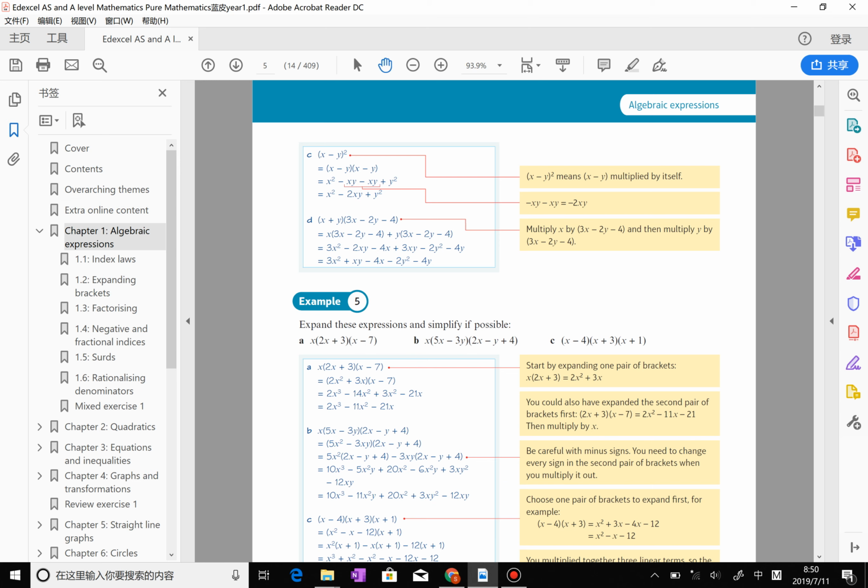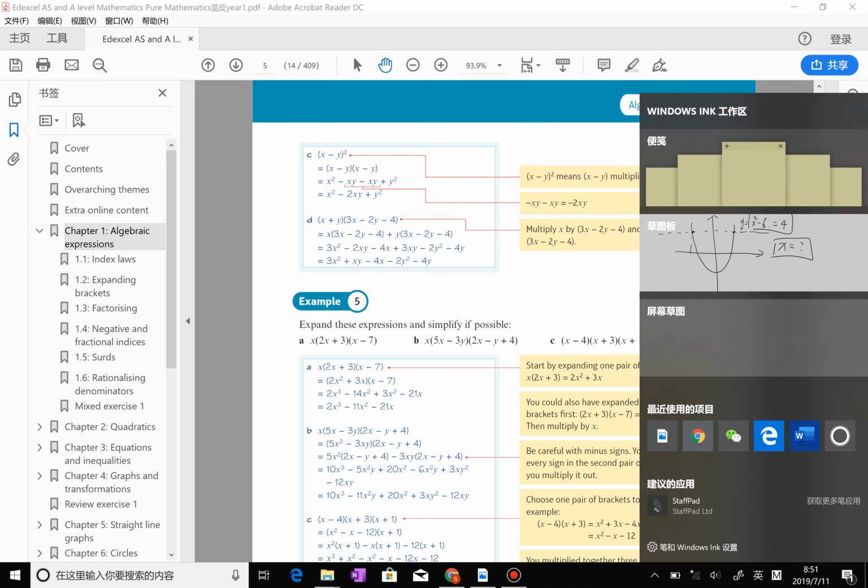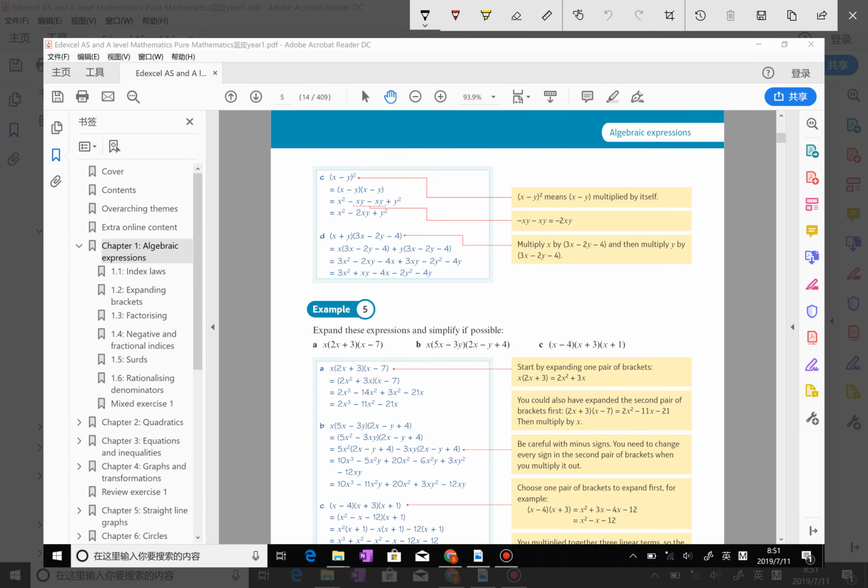Okay, let's look at the last one. You have (x plus y) times (3x minus 2y minus 4). We take the first element in the first bracket times each term, and then y times each term. So the final answer should be 3x squared minus 2xy minus 4x, then plus 3xy minus 2y squared minus 4y. Then you can simplify. The final answer should be 3x squared plus xy minus 4x minus 2y squared minus 4y.